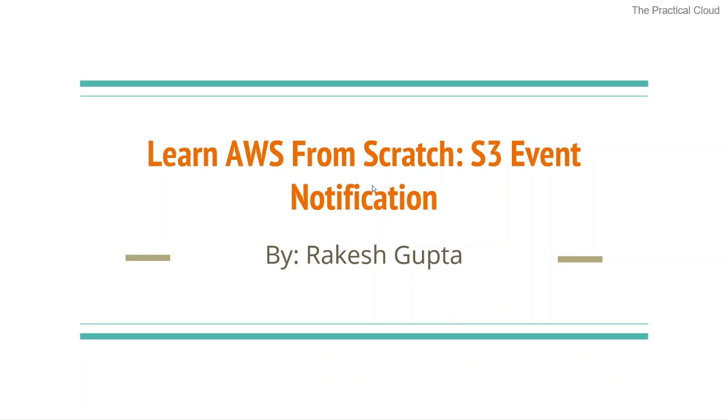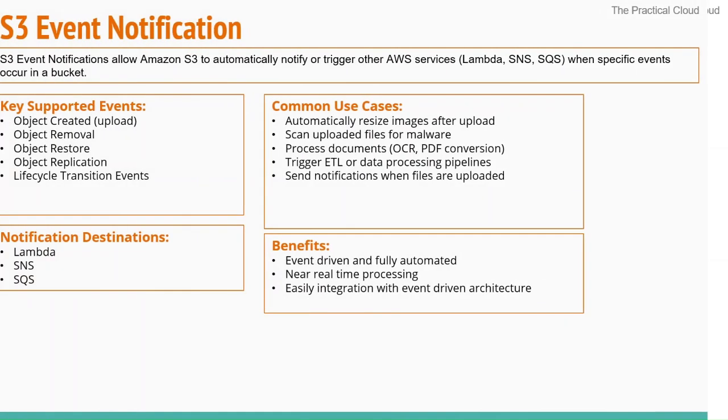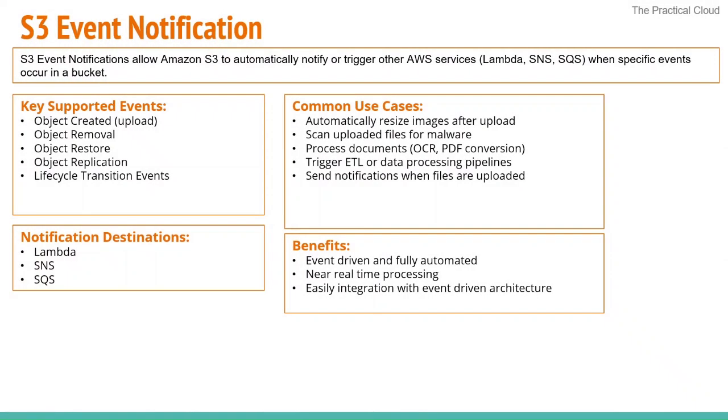Let's talk about S3 event notification. S3 event notification allows Amazon S3 to automatically notify or trigger other AWS services like Lambda, SNS, SQS when specific events occur on the S3 bucket. Some of the key supported events are object created. You can trigger an event based on object creation, object deletion, object restoration, replication, lifecycle transition events.